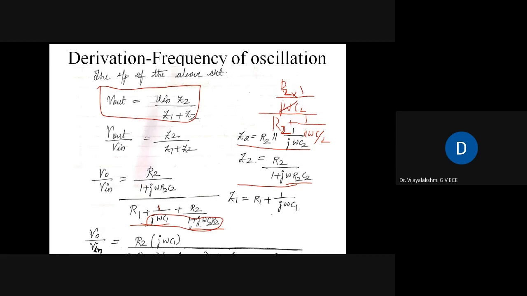Now what will happen here? In the numerator I have 1 plus j omega R2 C2, and in the denominator I have LCM j omega C1 into 1 plus j omega C2 R2, right? So what will happen? This 1 plus j omega C2 R2 and this 1 plus j omega C2 R2 will get cancelled. So I am left with R2 into j omega C1 in the numerator. Further, we can simplify.